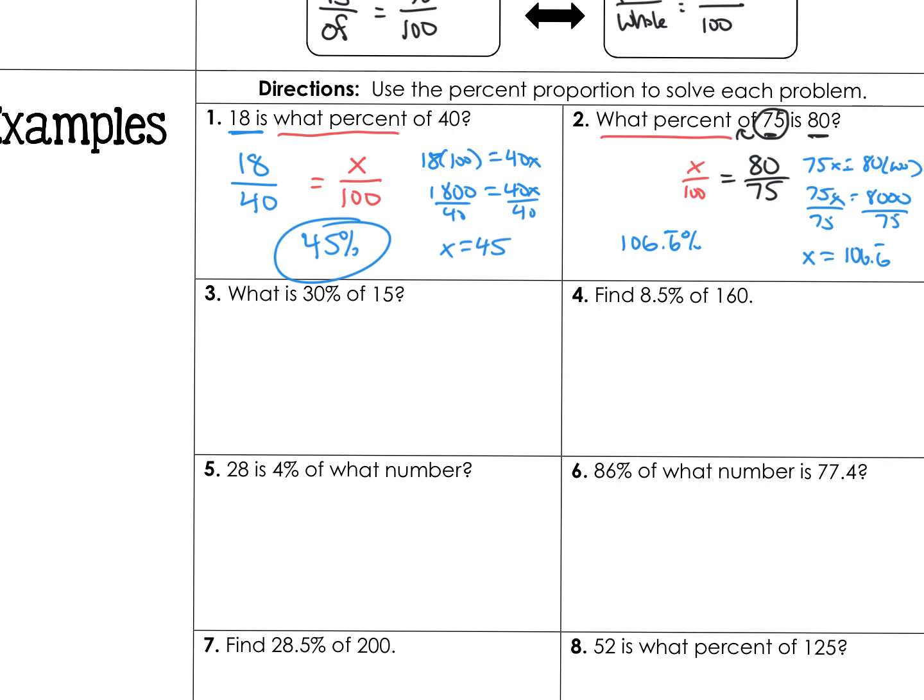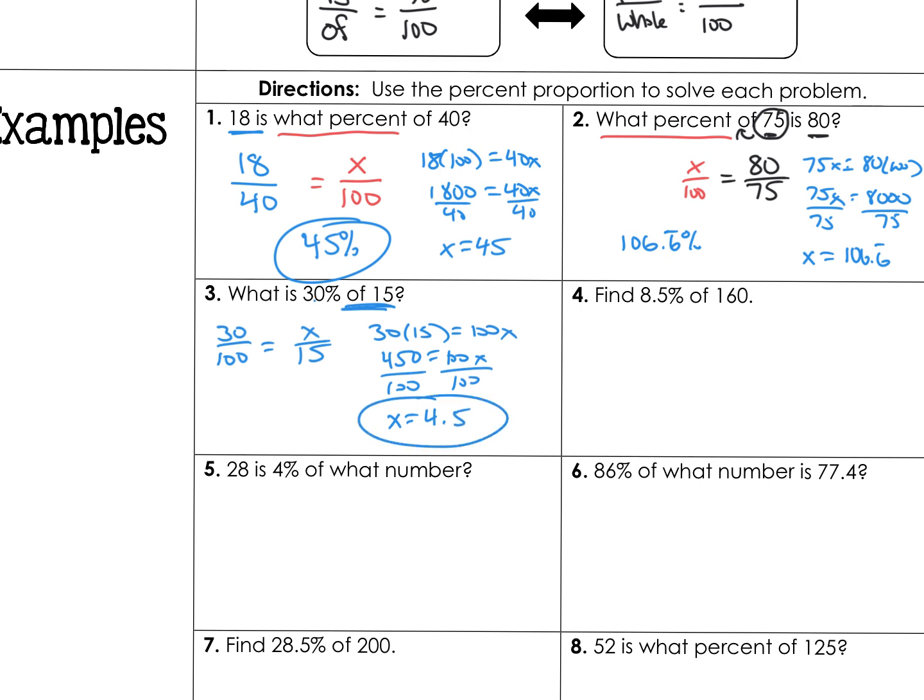And then just another example, but this time with the percentage. Since it's saying 30%, we're going to put 30% over 100, and then because it's asking what is 30% of 15, the "of 15" means that's our whole, so that's going to go on the bottom. So now it's 30 times 15 is equal to 100x. 30 times 15 is 450 equals 100x. Divide both sides by 100, so x equals 4.5. And in this case, it's not a percent because we had the percent here, so our answer would just be 4.5.